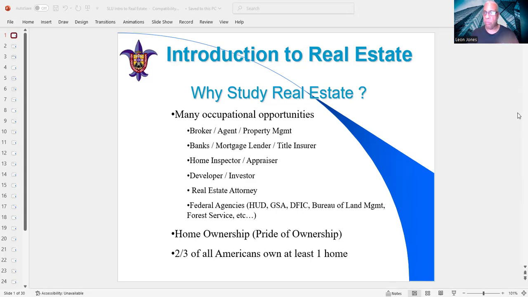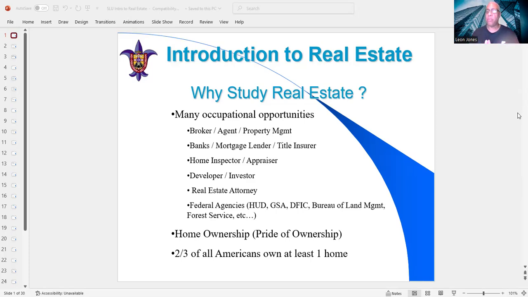Be a broker, an agent, property management, also go into banking. You can be a mortgage lender, a title issuer, or something that I want to do, home inspection, and appraising goes hand in hand with real estate. You can also be a developer, an investor, or real estate attorney. Then you have your federal agencies like HUD, GSA, DFIC, Bureau of Land Management, Forest Services, etc. Then home ownership, pride of ownership.